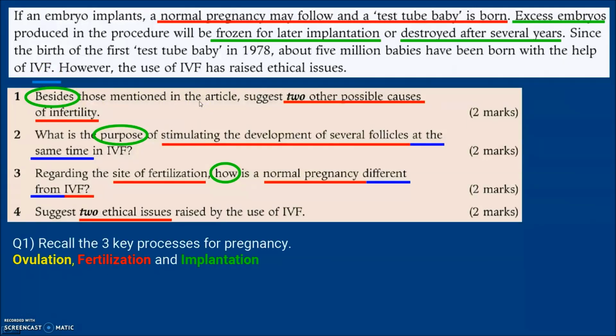So remember the 3 key processes for pregnancy: ovulation, fertilization, and implantation. If one of those processes cannot occur normally or naturally, the couple cannot give birth to a baby.